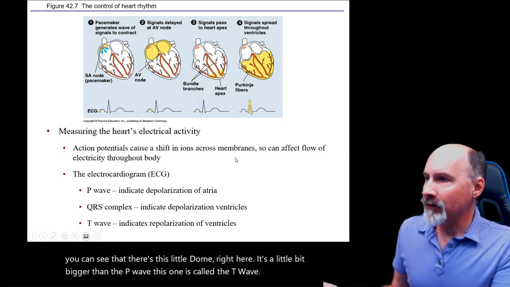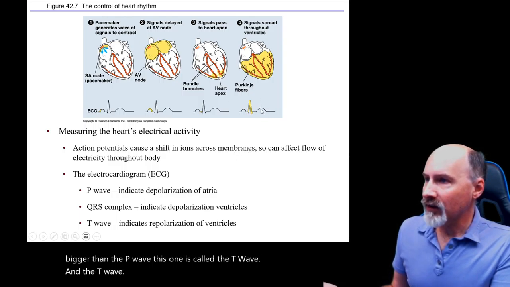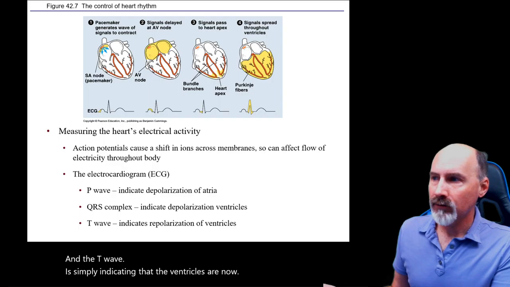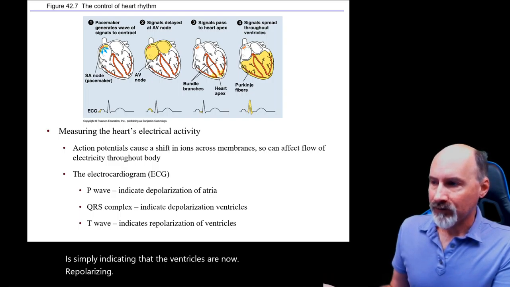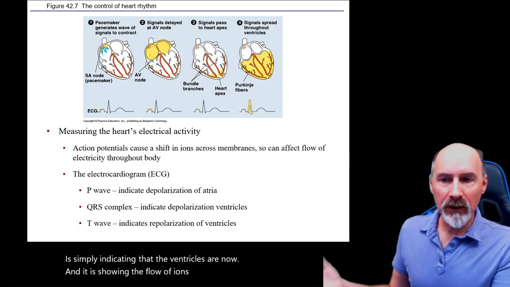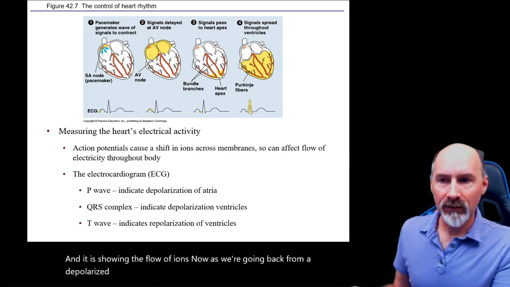And the T wave is simply indicating that the ventricles are now repolarizing. It's showing the flow of ions as we go back from a depolarized to a repolarized state.